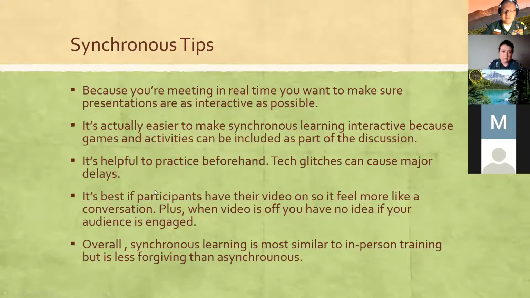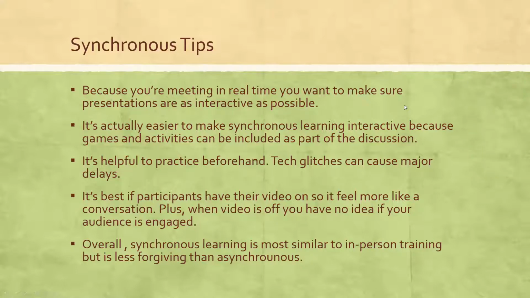Overall, synchronous learning is most similar to the in-person training that we're used to, but it's less forgiving than asynchronous because it happens in real time. Mistakes are witnessed. You can't go in and change the website and update it and then have people come and check it again and everything's fine. If you screw up on a synchronous training, you're basically doing it in real time. And mistakes happen. People can adapt, but be aware that that is one of the things.